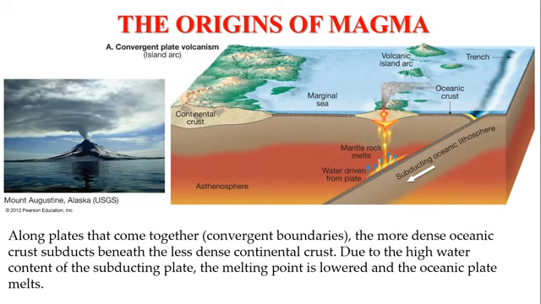At convergent boundaries, you're basically looking at the more dense oceanic plates subducting beneath this. Due to the high water content, you're going to be releasing water into the surrounding rock, and you're going to generate magma through the process of wet melting, so through the addition of volatiles.